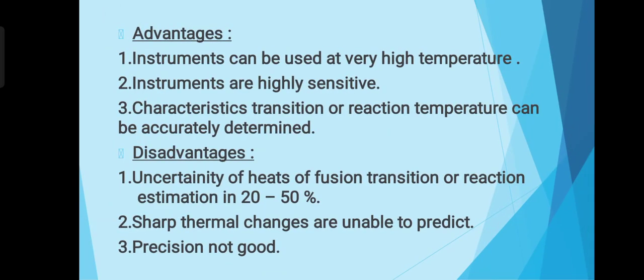Now see advantages. First one is the instrument can be used at very high temperature. Second one, instruments are highly sensitive. Third one is characteristic transitions or reaction temperatures can be accurately determined. Then disadvantages. First one is uncertainty of heat of fusion, transitions or reactions estimation at 20 to 50%. Second one is sharp thermal changes are unable to be predicted. And third one is precision is not good.